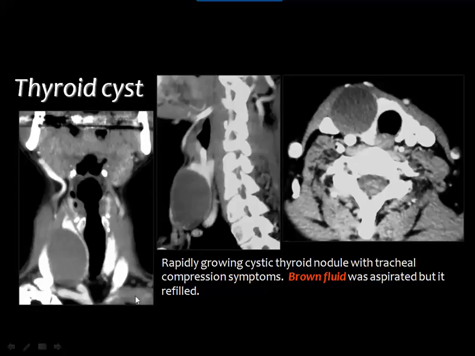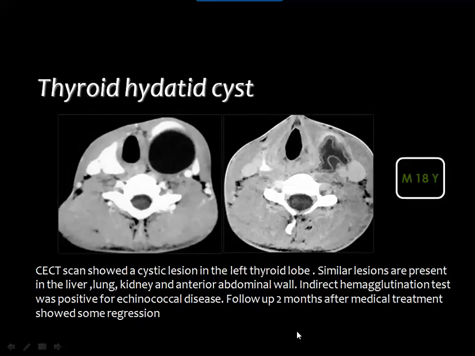but the cyst usually refills again. And this is the sequela of aspiration of most benign cysts. They usually recur after aspiration. Hydatid cyst can also occur in the thyroid gland.